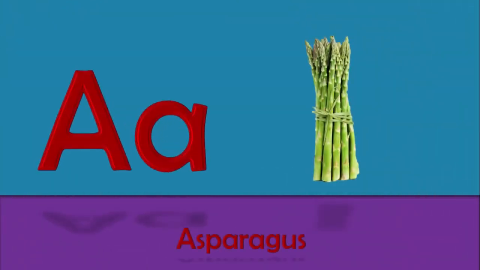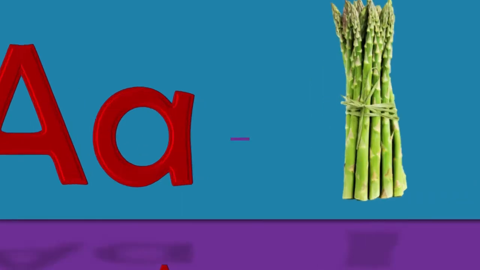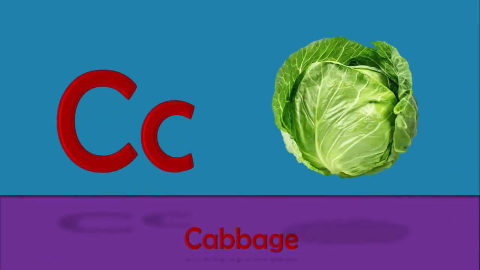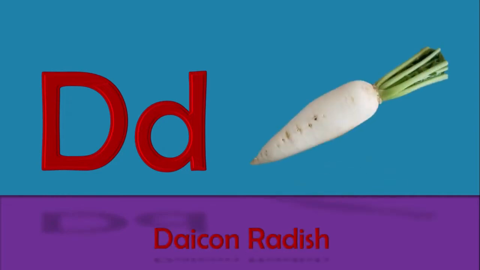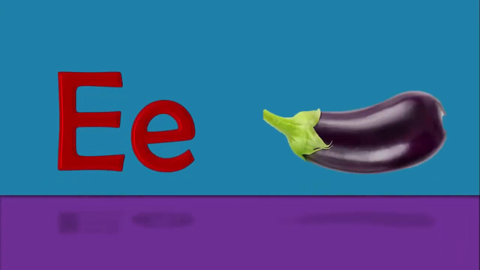A for asparagus. B for bell pepper. C for cabbage. D for daikon radish. E for eggplant.